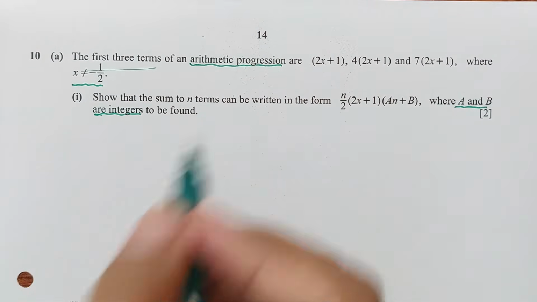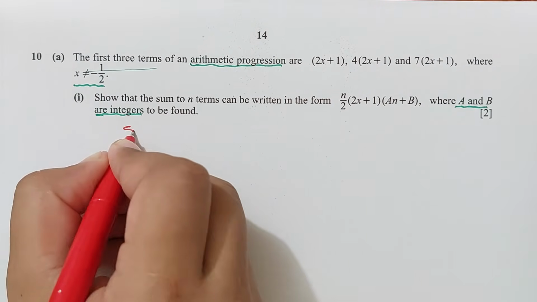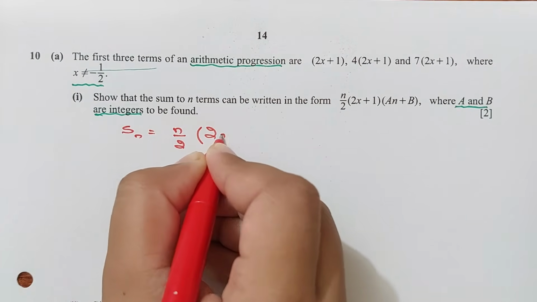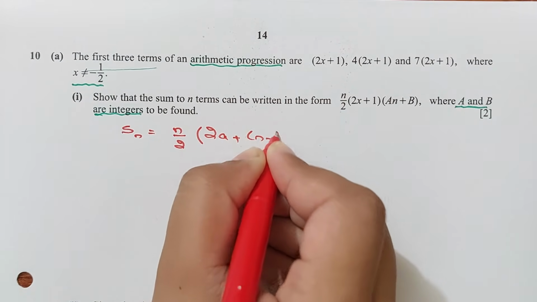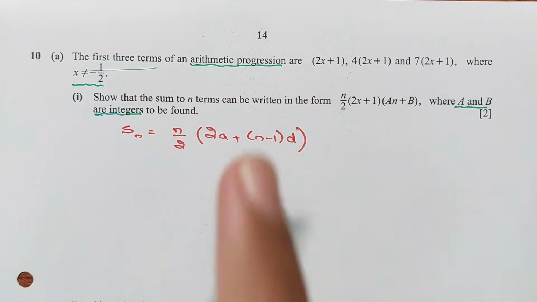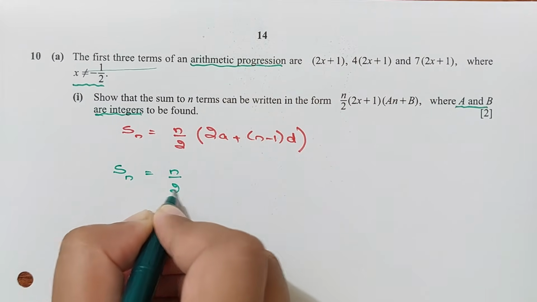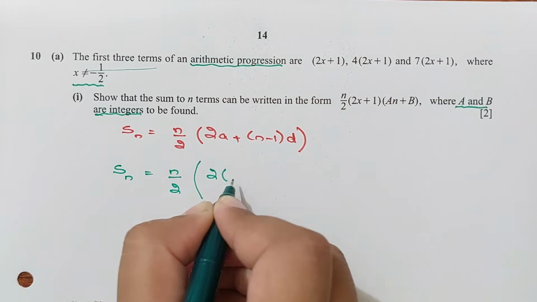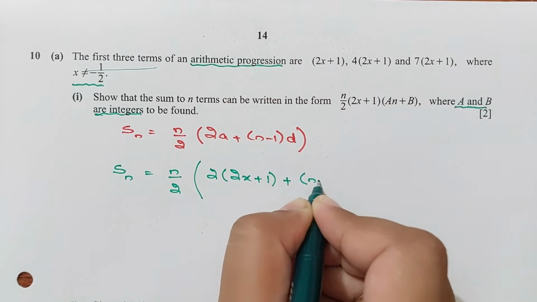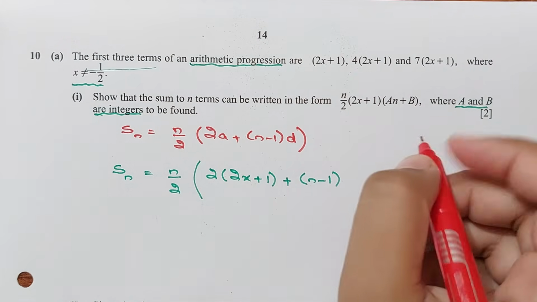Okay, so the sum to n terms for an arithmetic progression is Sn equals n by 2 into (2a plus (n minus 1) into d). Show that the sum to n terms is written in the required form. So Sn equals n by 2 into (2 times the first term, which is 2x plus 1, plus (n minus 1) times d), where d is the common difference, which is the second term subtract the first term.